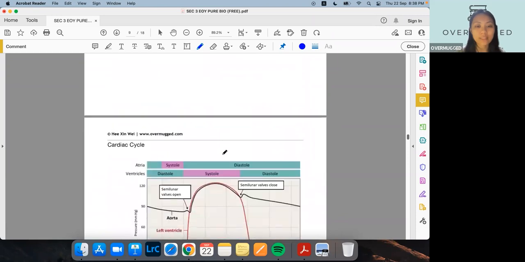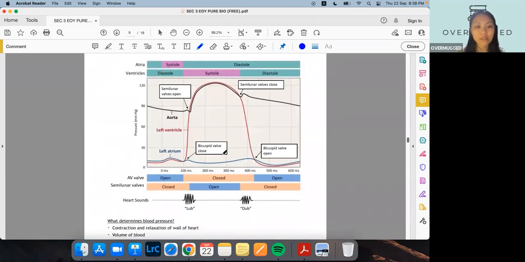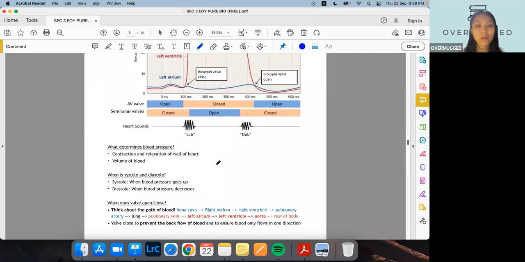Next part is your favorite, right? This is your favorite, right? Cardiac cycle. I need to use my slide to talk about it because I want to draw on my iPad and I can't draw on a PDF document.